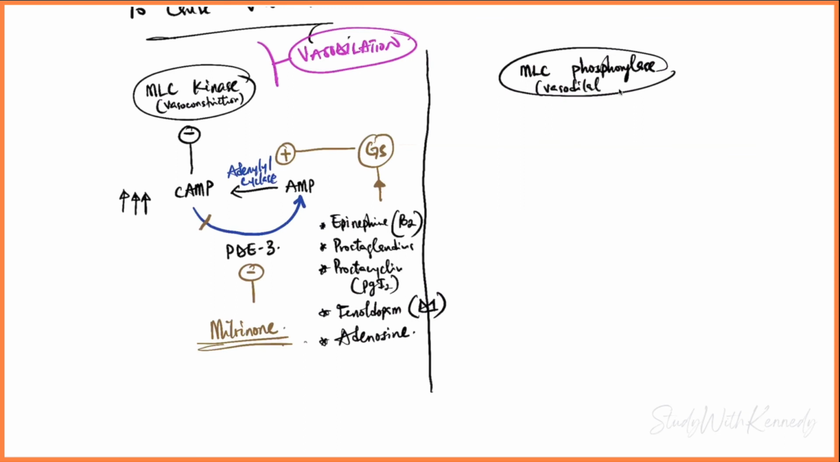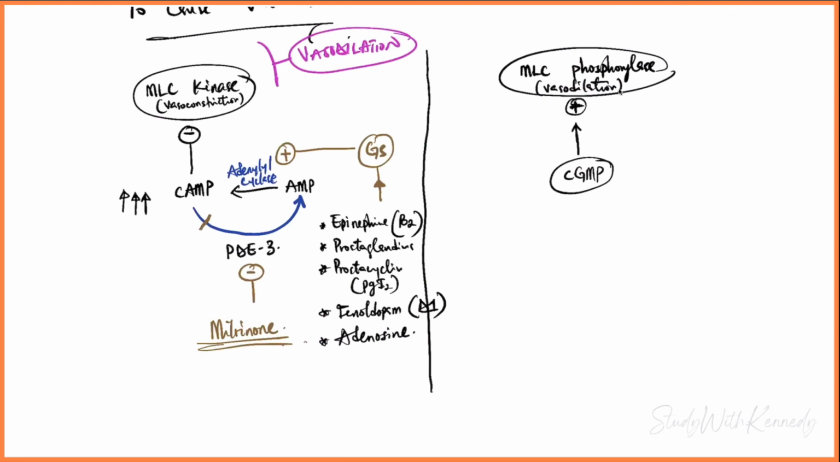Remember, we said it dephosphorylates myosin light chain, myosin itself, and causes vasodilation or relaxation. So if we want to get more vasodilation, perhaps we should just get more myosin light chain phosphatase. If we can get more of that, we will get more vasodilation, right? And the way to get more myosin light chain phosphatase activity is to increase cGMP. If we can increase cGMP, we would get more myosin light chain phosphatase activity.